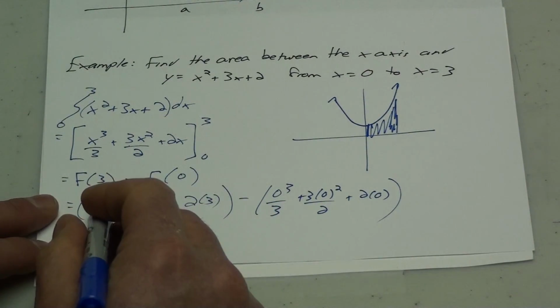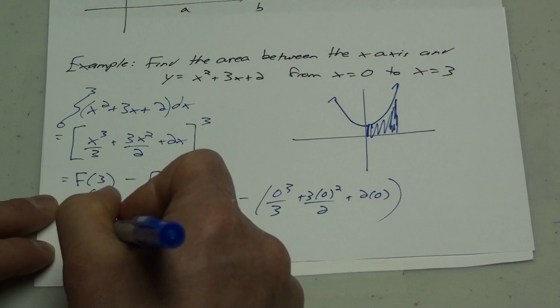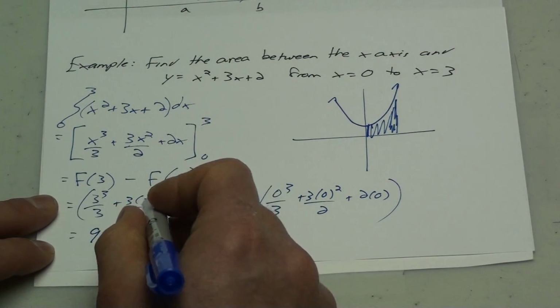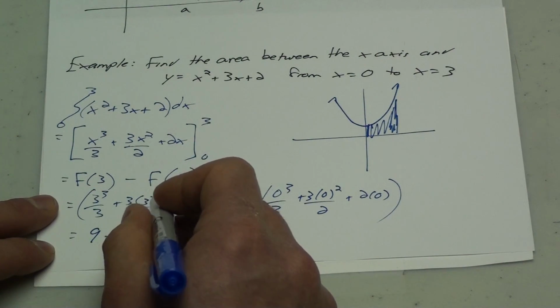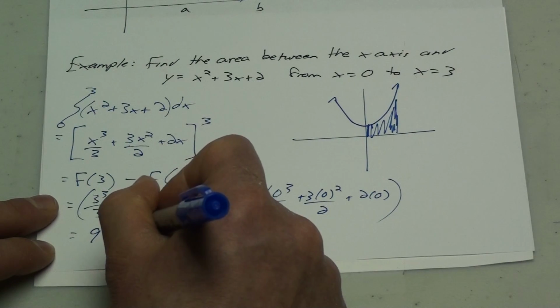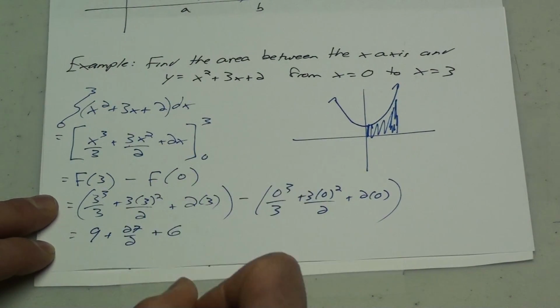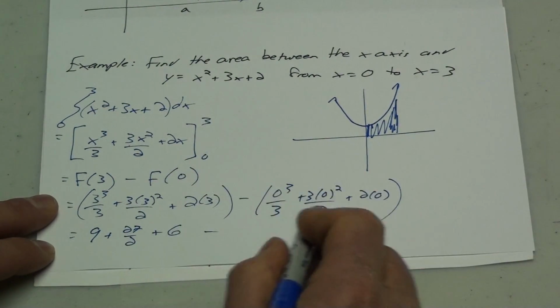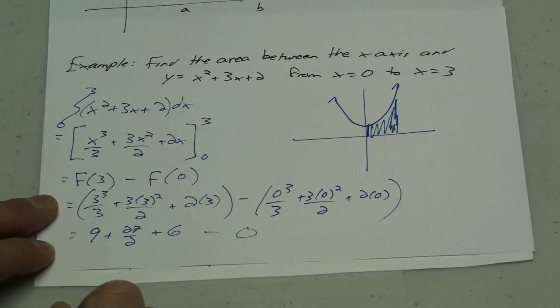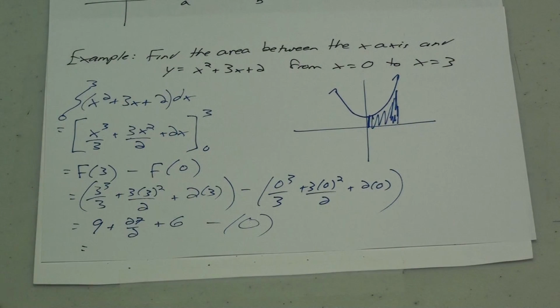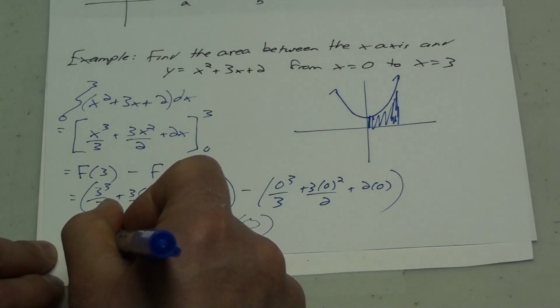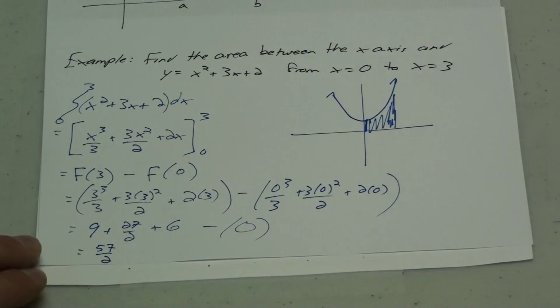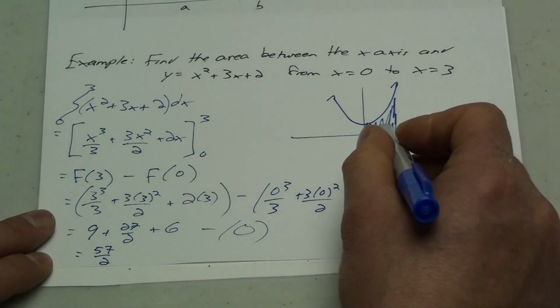So that would give me 27 divided by 3, which will give me 9 plus, and I'm going to have 3 squared, which is 9 times 3 is 27 again. I'll have 27 over 2 plus 6 minus, and this is all going to go to just a 0. Okay, so minus 0. And then when I go to calculate that, I will end up getting 57 over 2 as my area under the curve.